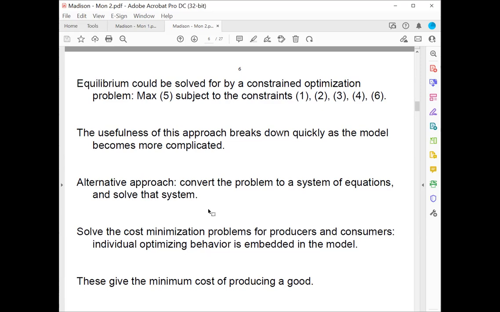We have multiple households, multiple firms, any form of tax distortions or imperfect competition, and it just doesn't work. So the alternative approach, as I indicated earlier, is to convert the problem to a system of equations or weak inequalities and solve that system. Those weak inequalities embody optimization at the level of the industry or the consumer. So the individual optimization is embedded in the model at the level of each of these inequalities.